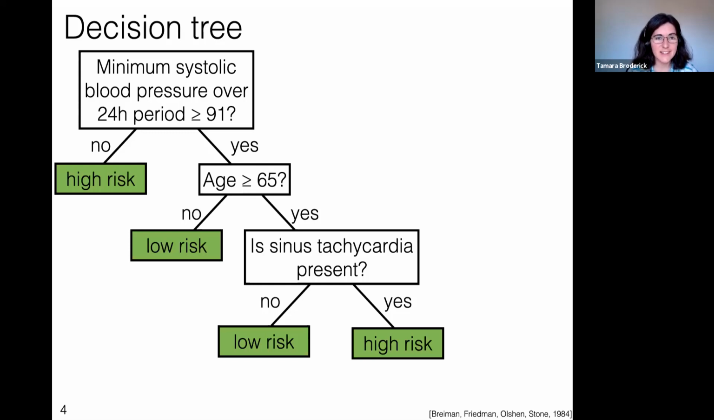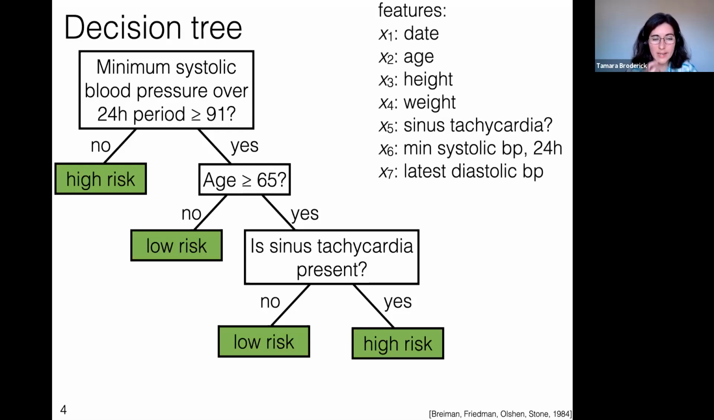Okay, so this is like a nice little flow chart, but it's maybe not clear in this form how it relates to everything we've talked about in the class. So let's turn this into something that we can actually talk about in the words and the phrasing and the terminology of this class. Okay, so let's imagine in real life, we have a bunch of data. You can imagine each individual who walks in and is around for 24 hours after a heart attack is a data point. And we have various features associated with those individuals, like the date that they were admitted, their age, their height, their weight, was sinus tachycardia present, the minimum systolic blood pressure over 24 hours, and maybe their latest diastolic blood pressure. And maybe even there were some other features.